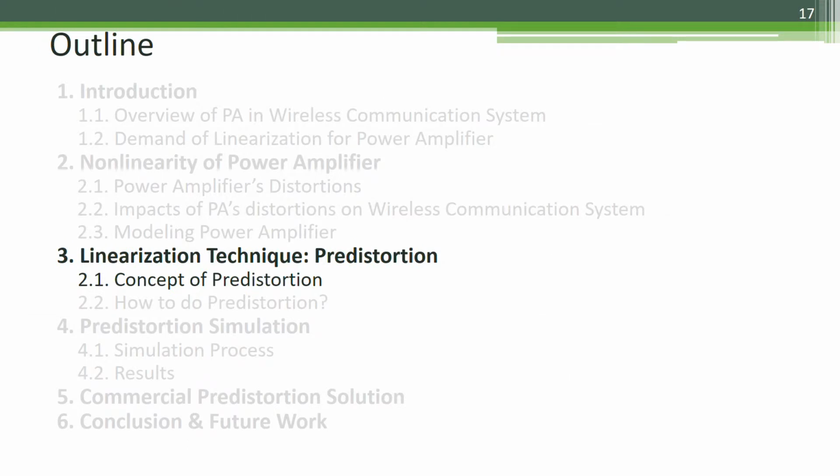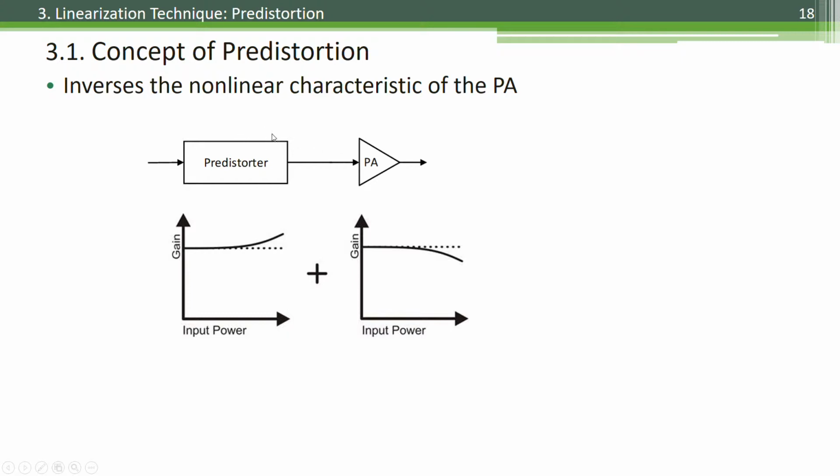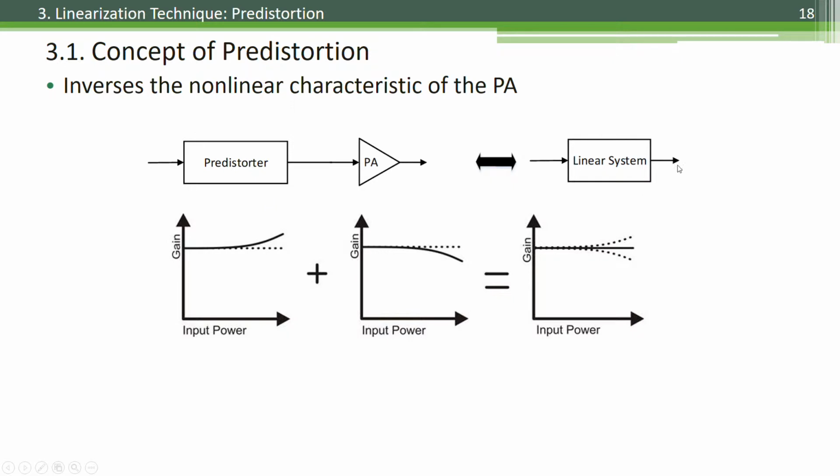In the next part, part 3, linearization technique: predistortion. First, we talk about the concept of predistortion. The concept of predistortion is very simple. We have here the nonlinear characteristic of the PA, and a predistortion circuit, namely a predistorter, is inserted before the PA. This circuit inverts the nonlinear characteristic of the PA, so the total system will have a linear characteristic.